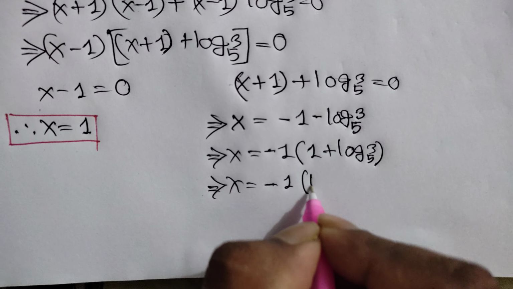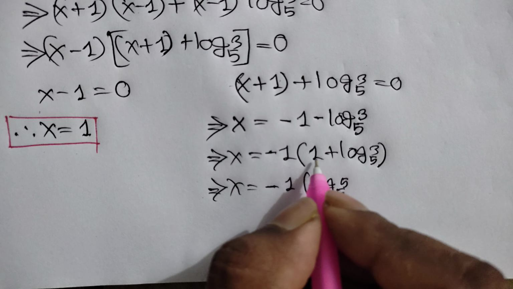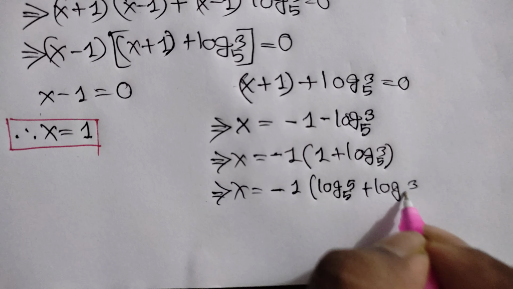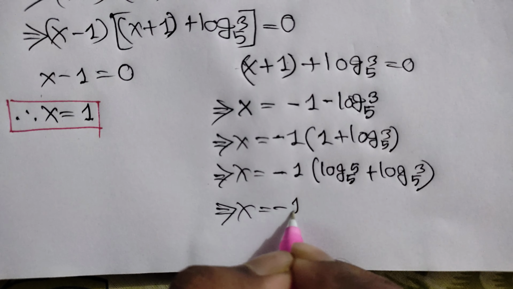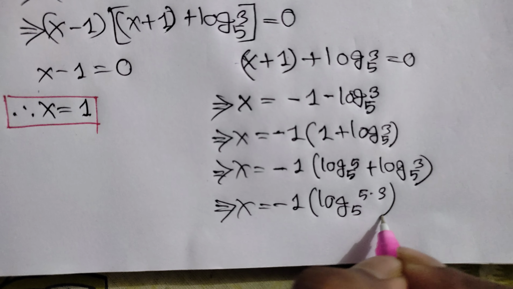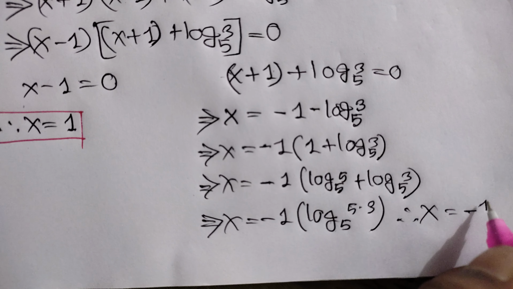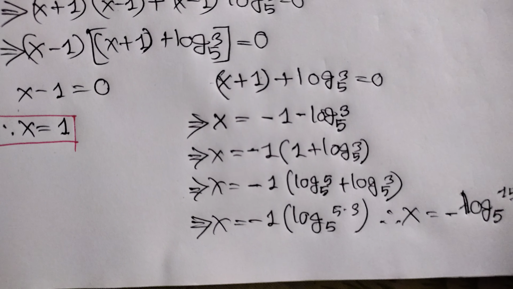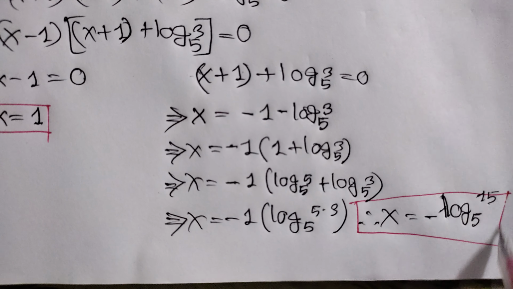Now this 1 can be written as log of 5 base 5, because we know that log of a base a is equal to 1. So this can be written as log of 5 base 5 plus log of 3 base 5, or x is equal to negative 1 times log of 5 times 3 base 5. So finally we will get the value of x is equal to negative log of 15 base 5, and this is our second value of x.